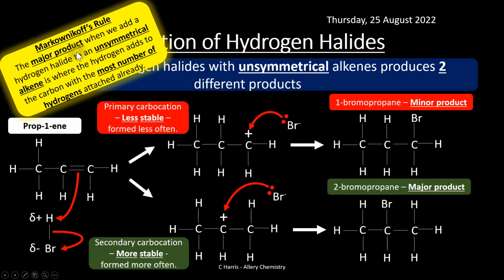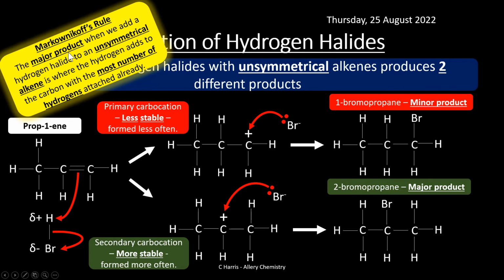So Markovnikov's rule basically said that the most stable version is where the hydrogen adds onto the carbon that has the most number of hydrogens, which is going to be this carbon here. And that's exactly what's happened down here. So that hydrogen has added itself onto the carbon with the most number of hydrogens, and so therefore we formed this major product of 2-bromopropane. So that's called Markovnikov's rule. So there we are. Try and say that one quick.